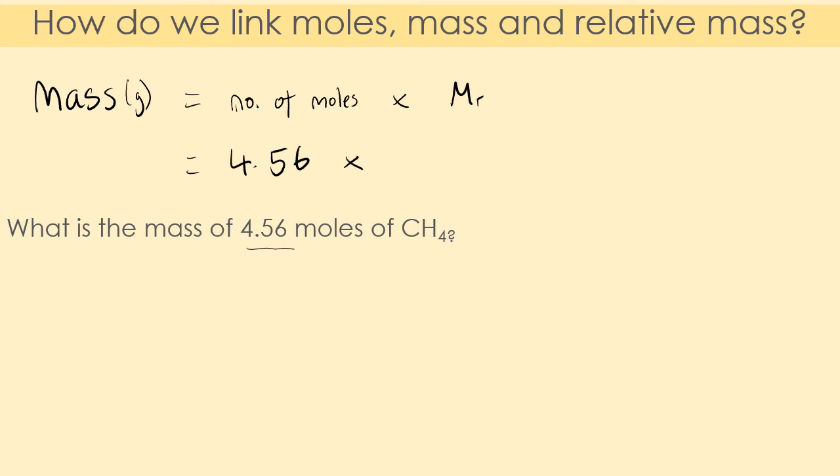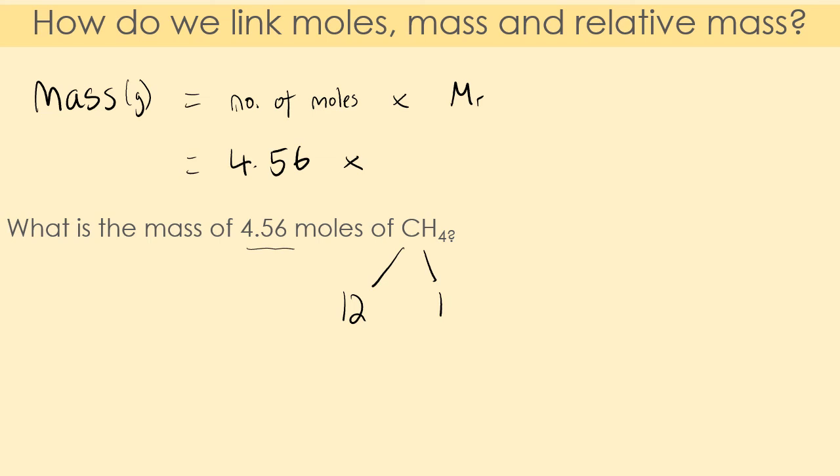So I've got CH4. So C is carbon. I look on the periodic table, and that is 12. My H is hydrogen. My mass of hydrogen is 1. So 12 plus 1 is 13. And I can do 4.56 times 13.